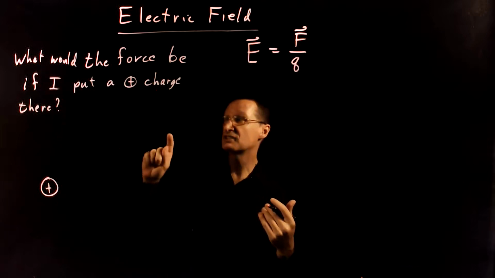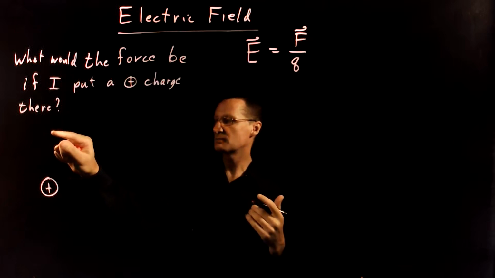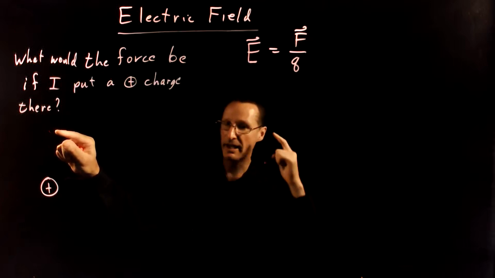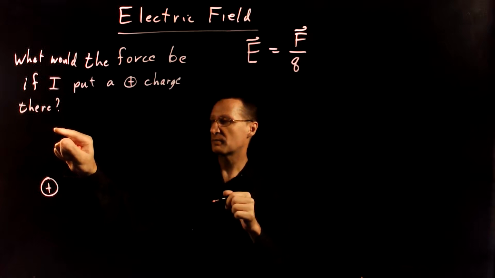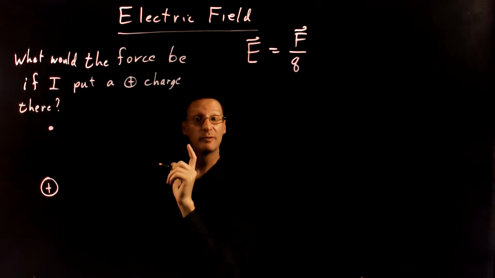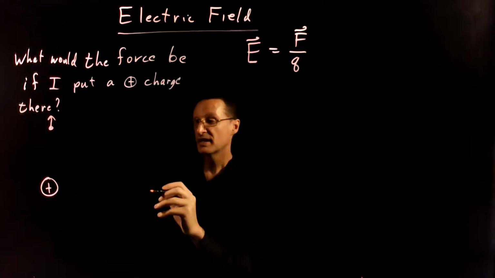I pick a location and I say, what would the force be if I put a positive charge there? So let's put a pretend positive test charge. It's an imaginary charge. It's not real. But what would the force be if I put the positive charge there? Well, it would feel a repulsive force because of this one, and the force would point that way.